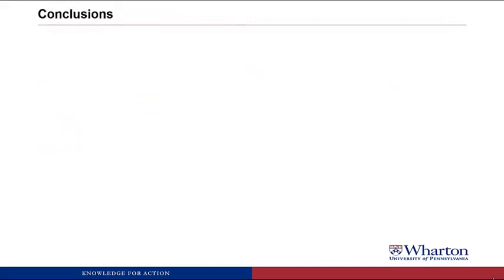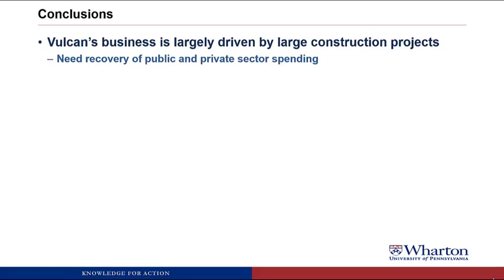Okay, to wrap up our comprehensive look at Vulcan Materials, what we've learned is that Vulcan's business is largely driven by large construction projects, really driven by highways, federal spending on infrastructure, especially highways. And for Vulcan to turn around, they need recovery of public sector spending, so government spending, as well as the residential and non-residential building segment. Big thing is they need a new highway bill. They need Congress to get into gear, pass a new highway bill, build some more highways so they can sell some more stones for those highways.